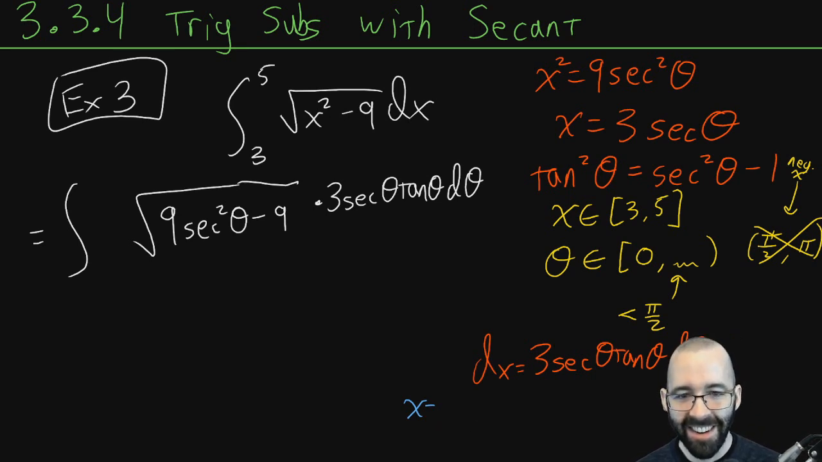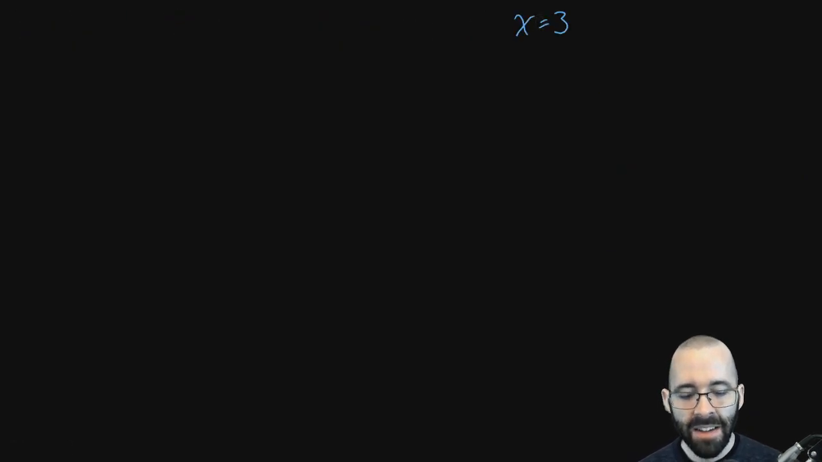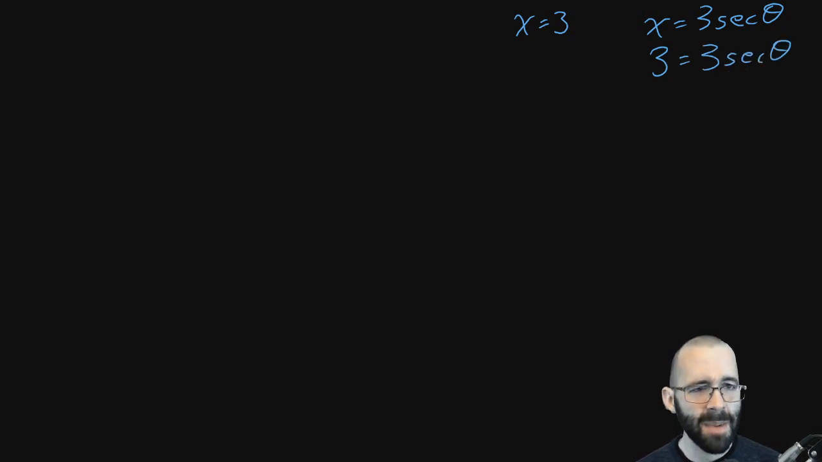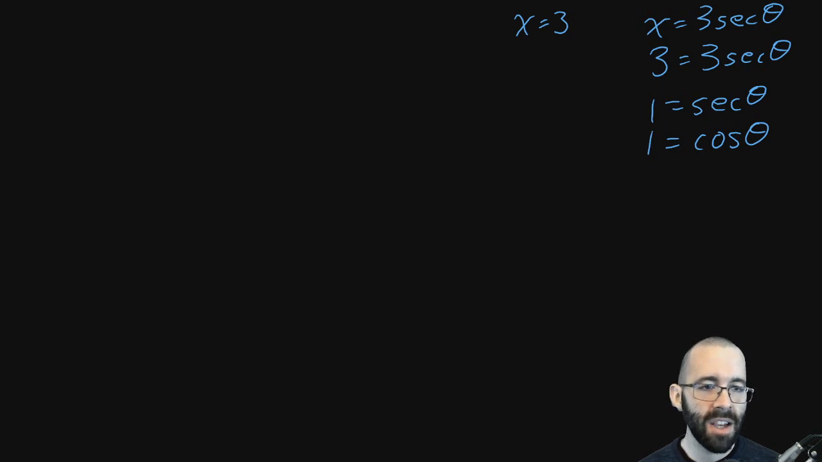That's not easy. So let's do it on the next page. If x is equal to 3, we know x is 3 secant theta. So what does theta have to be? That means 3 is 3 secant theta. We actually already talked about this. The 1 is secant of theta. The reciprocal of 1 is still 1. The 1 is cosine of theta. When is cosine of theta equal to 1? Infinitely many places. But one such place is when theta is equal to 0.